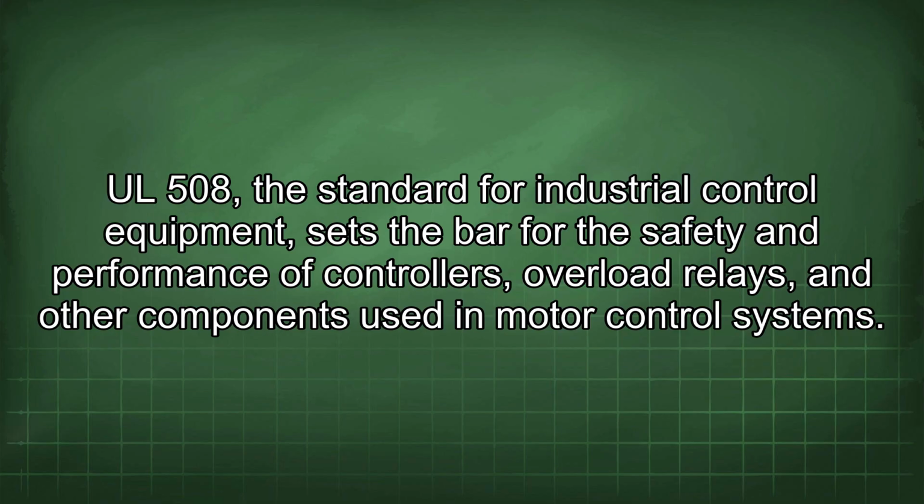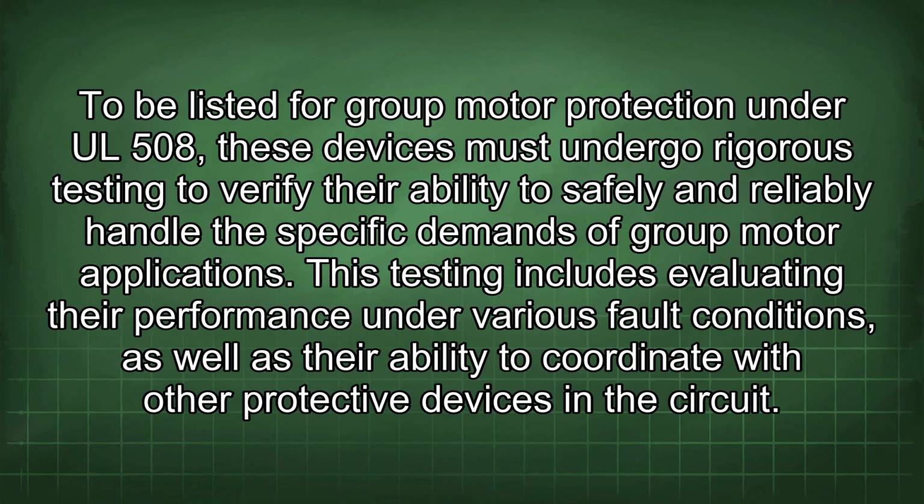UL 508, the standard for industrial control equipment, sets the bar for the safety and performance of controllers, overload relays, and other components used in motor control systems. To be listed for group motor protection under UL 508, these devices must undergo rigorous testing to verify their ability to safely and reliably handle the specific demands of group motor applications. This testing includes evaluating their performance under various fault conditions, as well as their ability to coordinate with other protective devices in the circuit.